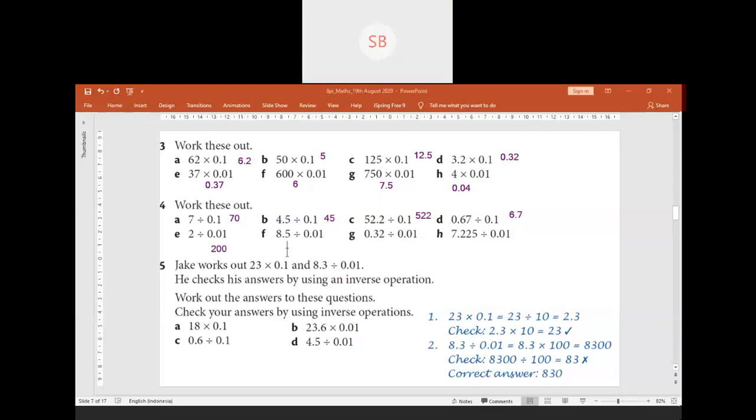Question F, is there anyone already done? Okay, 850. Good job. For question G, 32. Okay. For question H, 722.5. Okay. Is there anyone who is confused so far, or maybe I go too fast? You are still confused or anything?